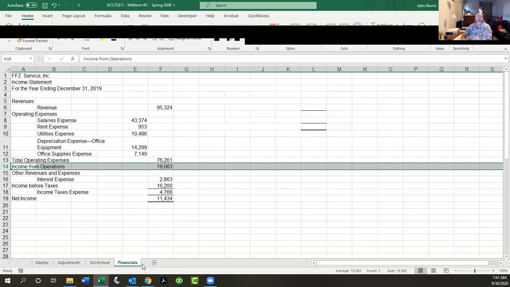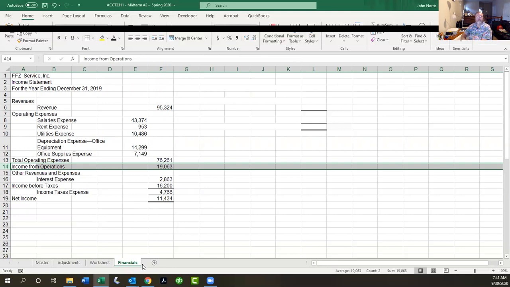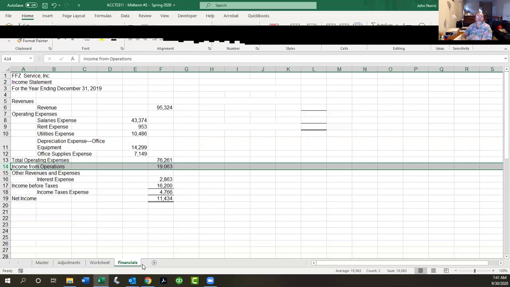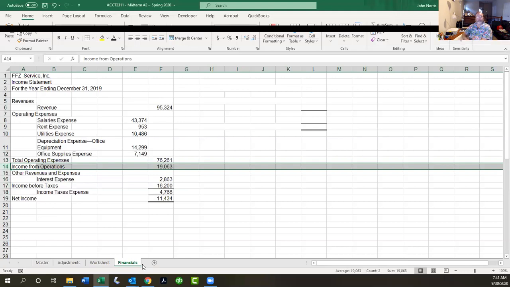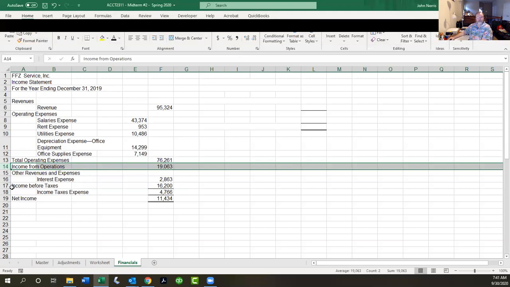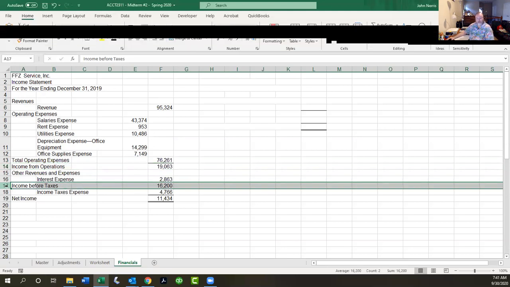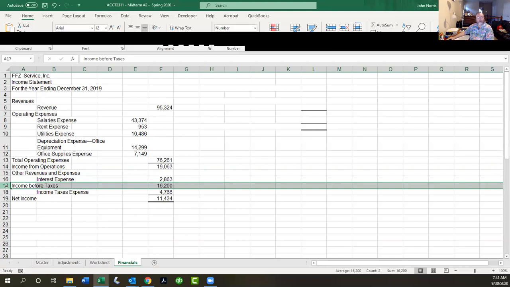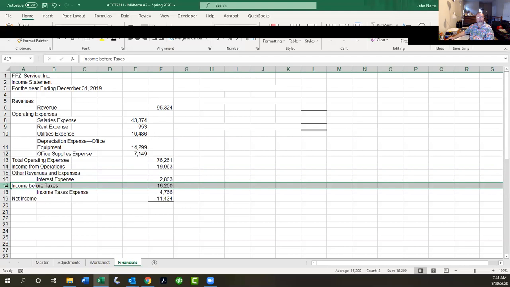So income from operations is $19,063. Other revenue and expenses is interest expense. Subtract that, you get income before taxes, $16,200. And that's the second subtotal. And on the 2 examples in your book, they didn't give you an income tax expense, so that subtotal is not present in the videos for the chapter, but it is on this midterm. And then income tax expense of $4,760. Subtract that, you get net income of $11,434.